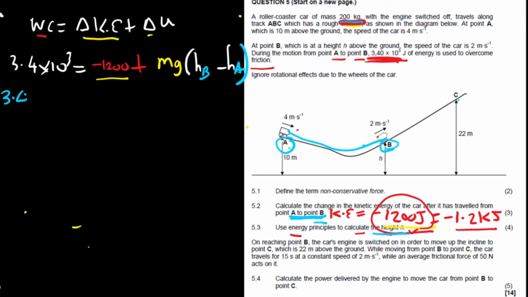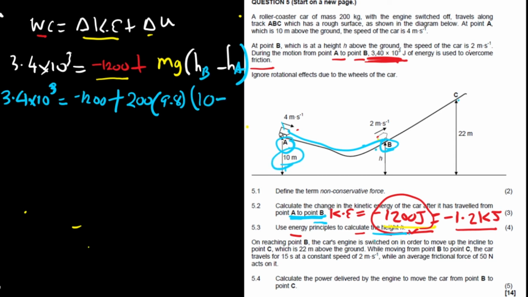So this is going to be 3.4 times 10 power 3 equal to 3, negative 1, 2, plus mass. What is the mass? Our mass is given equal to 200 kilogram. And make sure your mass must be in kilogram. If it's in gram, make sure you change to kilogram. 200. Okay, gravitational 9.8. Height initial equal to 10, when you started, it was 10 minus height final. Height final equal to h. Oh, so we have everything.